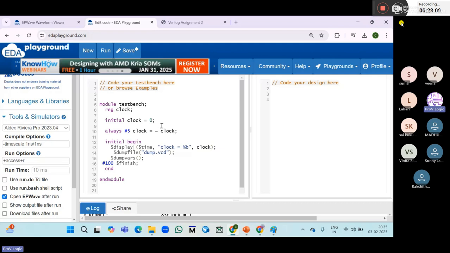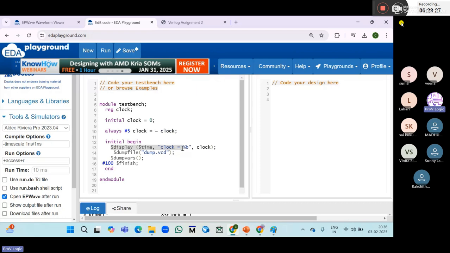So here, what is the before value? Clock equal to 0, and clock is updating with the 1. That value only is printed, clock equal to 1. It doesn't print clock equal to 0 because immediately it is changing the value. After this statement only we are writing the dollar display.